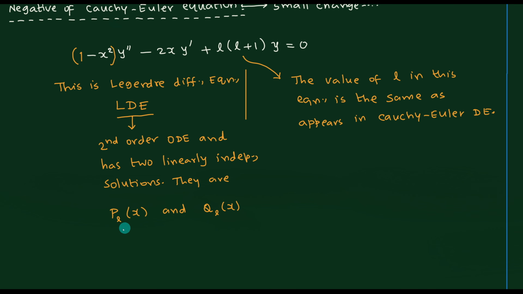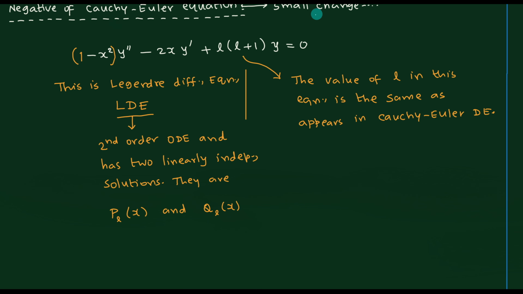Now the point to be noted is that we have two linearly independent solutions, PL of x and QL of x. One is called the Legendre polynomial. The second linearly independent solution is not at all a polynomial, but instead is an infinite series, and mathematicians call that the Legendre function, not a polynomial. This particular point is important, and therefore I would like to make a note about it.